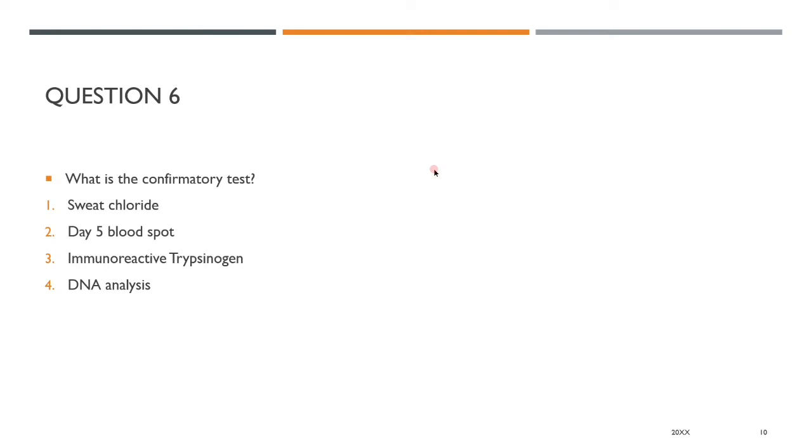Can I ask a question? Sure, if I know the answer. Back to your previous slide. Do all babies that are positive on their Guthrie go for DNA? Don't they come for a sweat test? I think they all go for DNA analysis. And if they are found to have 2 or more mutations, that's confirmation that they have cystic fibrosis. So DNA analysis can be confirmatory also, as well as the sweat chloride test. Okay.